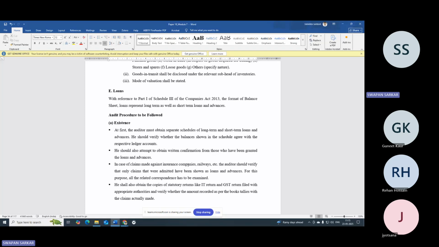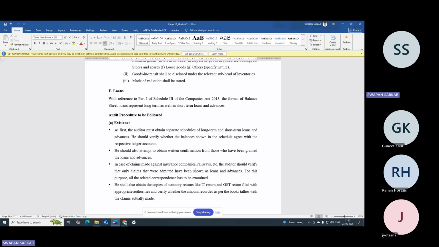In case of claims made against insurance companies, railways, etc., the auditor should verify that only claims that were admitted have been shown as loans and advances. For this purpose, all the related correspondences have to be examined.